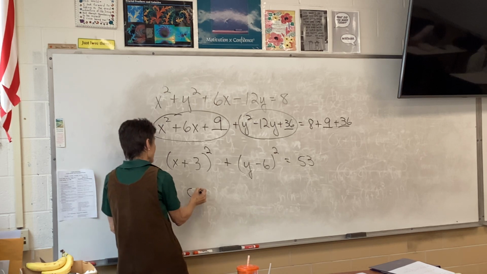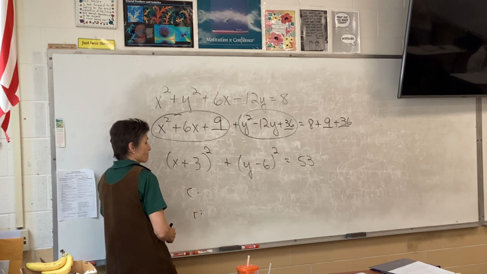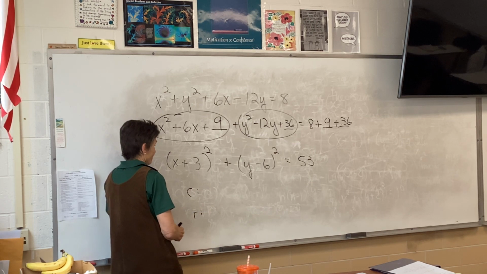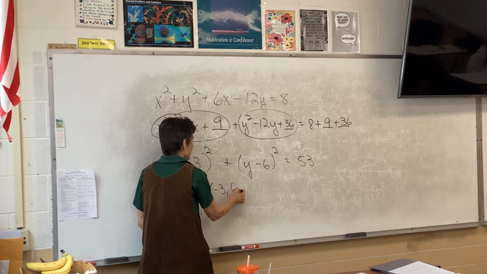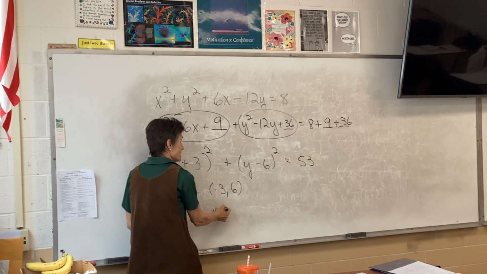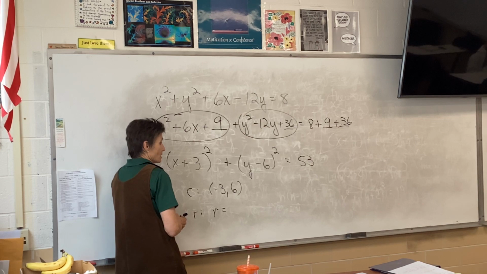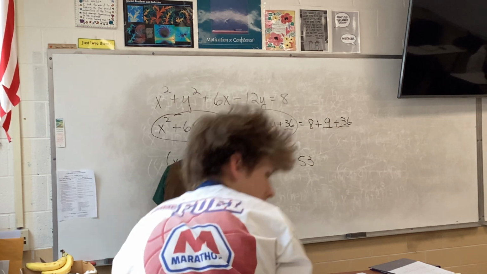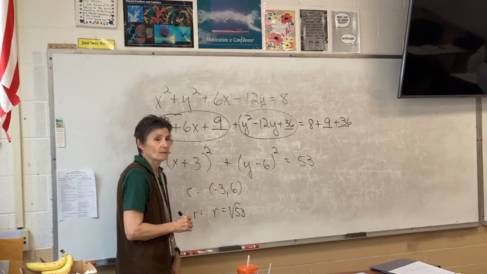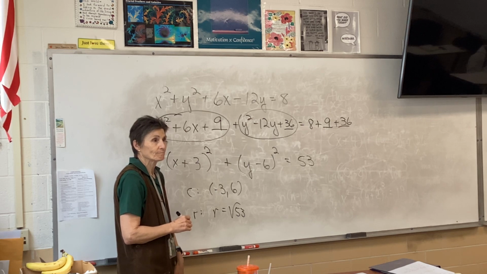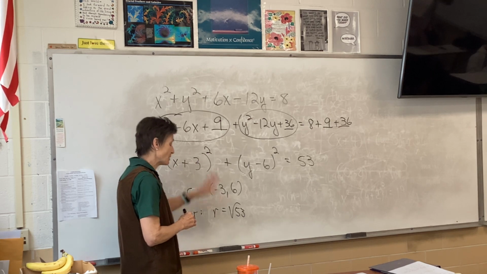So your job was to find the center and the radius. What is it? Center is -3, 6. And our radius is? Square root of 53. Absolutely perfect. Okay? All right, so that's one question.